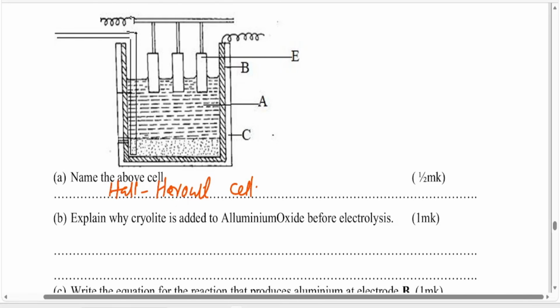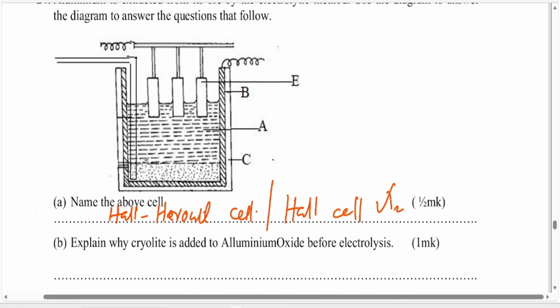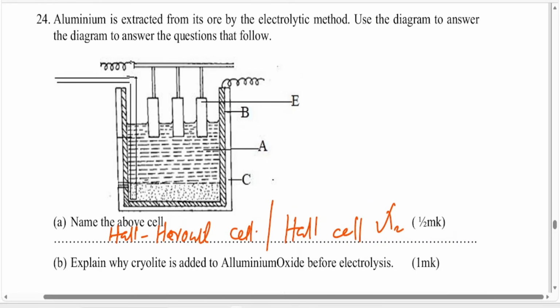And why do we call it Héroult cell? Most of the time you find it being called Hall cell. You still score the mark. Why do we call it Hall-Héroult cell? Because it was discovered by 2 people. The first person was known as Charles Martin Hall, and the second person was Paul Héroult. That's the reason the cell is known as the Hall-Héroult cell.